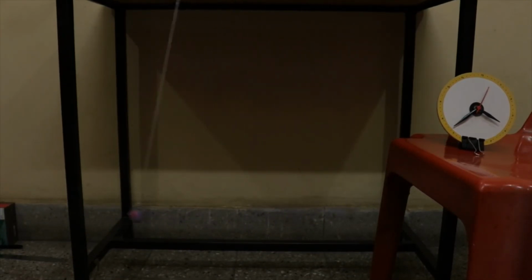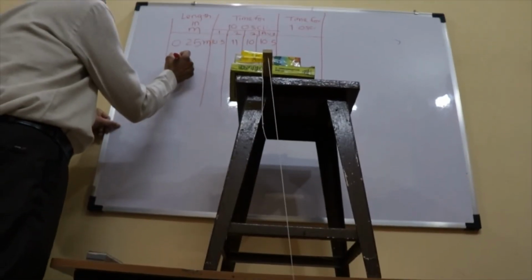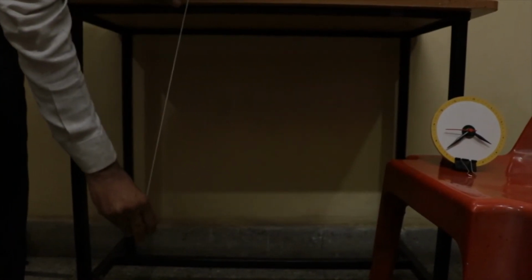We'll start counting now. 1, 2, 3, 4, 5, 6, 7, 8, 9 and 10. Yeah, so we have done it. The figure is 22 seconds. So for 1 meter, the first reading is 22. Let us repeat this process again. I am releasing this a second time.